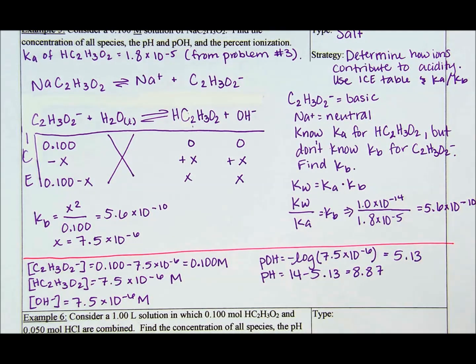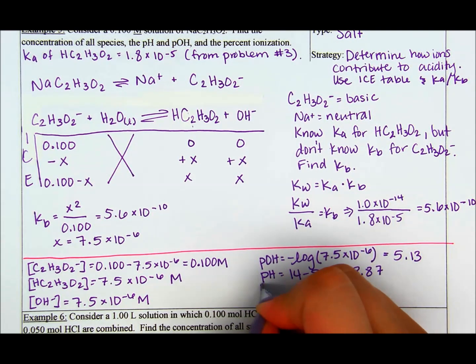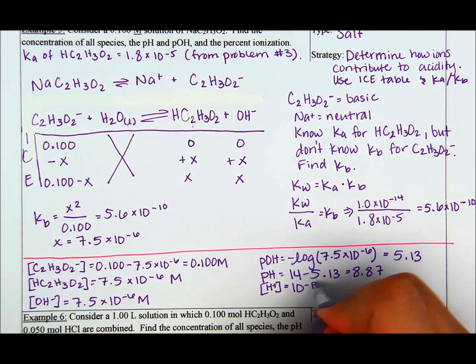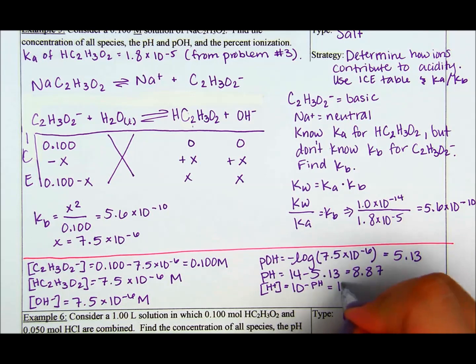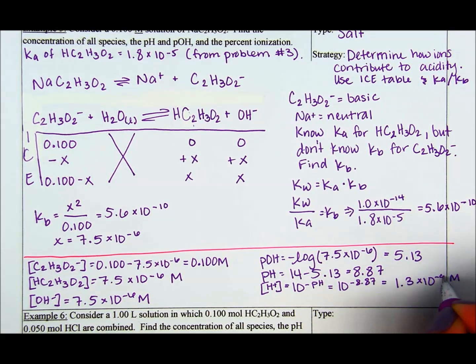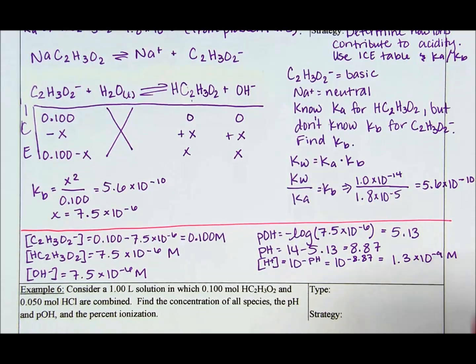It's above 7. Now let's do my hydrogen ion concentration, and that's going to be equal to 10 to the negative pH, which is 10 to the negative 8.87, which is equal to 1.3 times 10 to the negative 9 molar. I'm getting a little squished for space here.